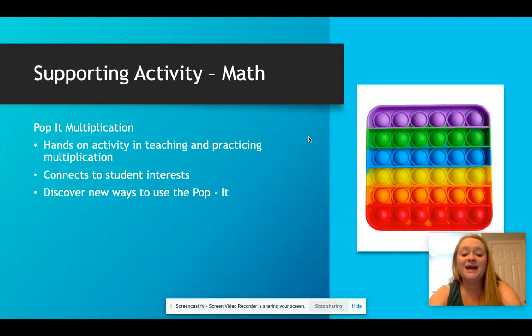Supporting activity. Again, this is something that I've found works with my students. The Poppets are something that are really popular with kids these days. So there are many videos online that kind of incorporate how to use Poppets when teaching math. I use it for multiplication. It's a hands-on activity in teaching and practicing multiplication. It connects to student interests, and there's discovering new ways to use it other than just a fidget toy.